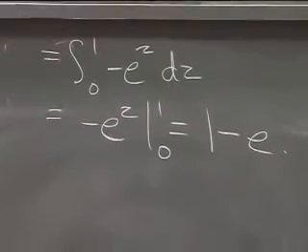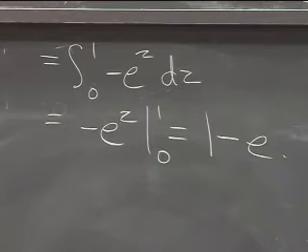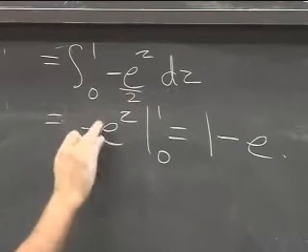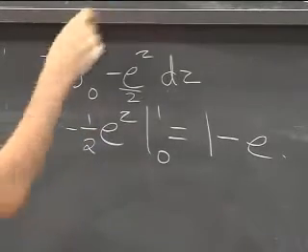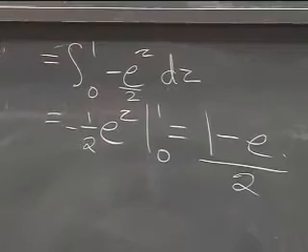So it works. Oh, the 2 disappeared. Thank you. It was right there. 1 minus e, all over 2. Thank you.